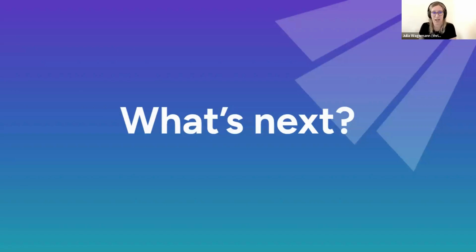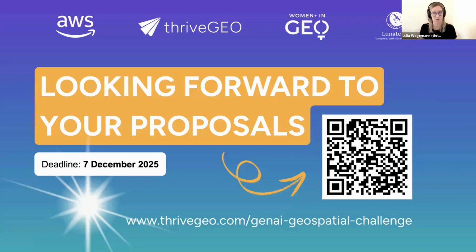So what's next for you now? We look forward to your proposals. Again, the deadline is the 7th of December, so you still have a bit of time. You can go through the website, thrivegeo.com, and then GenAI Geospatial Challenge. We also have, again, the QR code. Important as well, if you have colleagues or ideas who could be interested, please help us to spread the word. Again, any individual or business that is registered in Europe, Africa, and the Middle East is eligible to apply. With that, we really look forward to your proposals and your ideas.